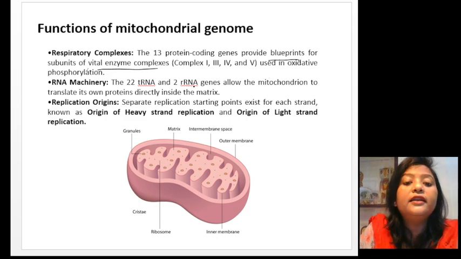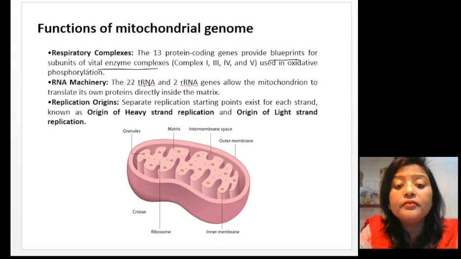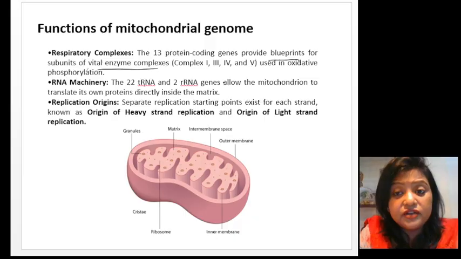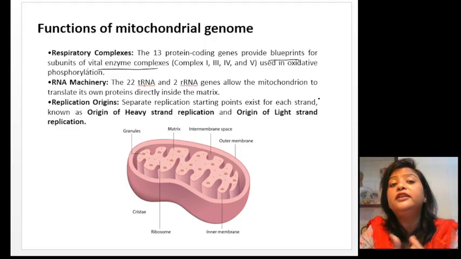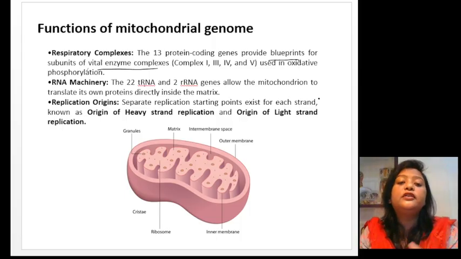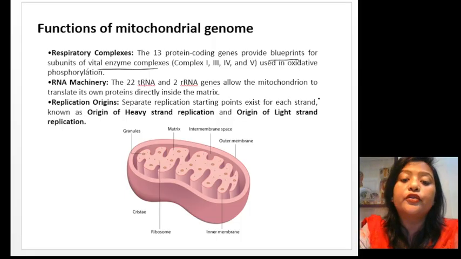Then the RNA machinery: the 22 tRNA and the 2 rRNA genes allow the mitochondria to translate its own proteins. We know that if they have tRNA and rRNA genes, they are helping in the translation process, or the protein formation. Since they have these genes, they are also involved in translating their own proteins.